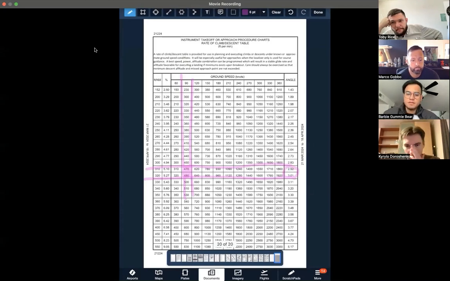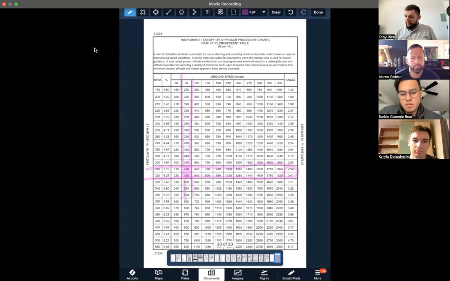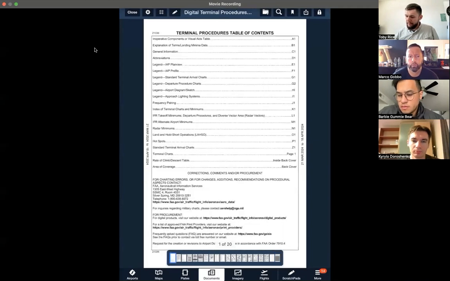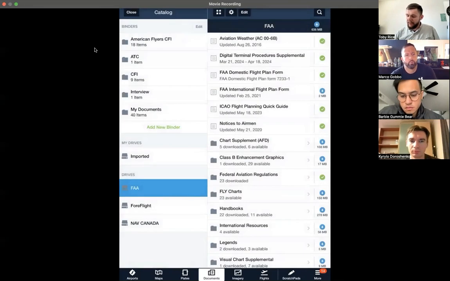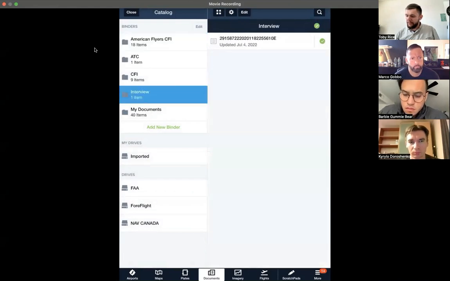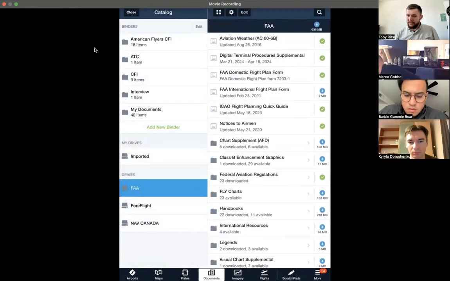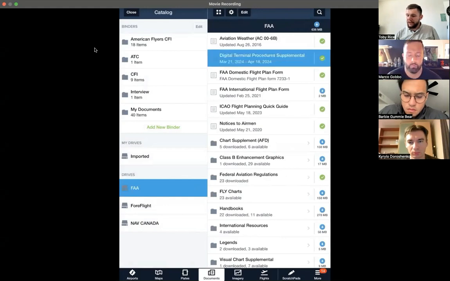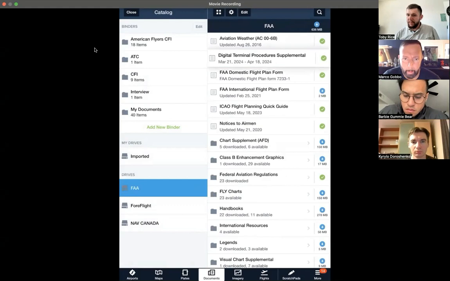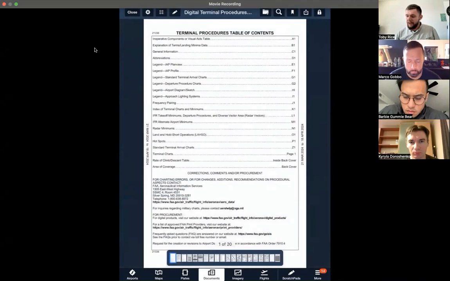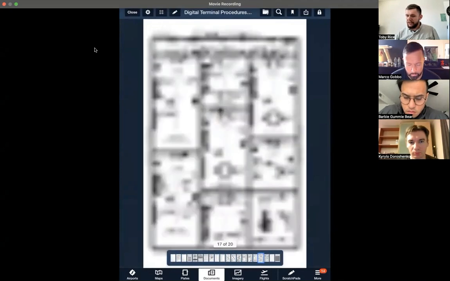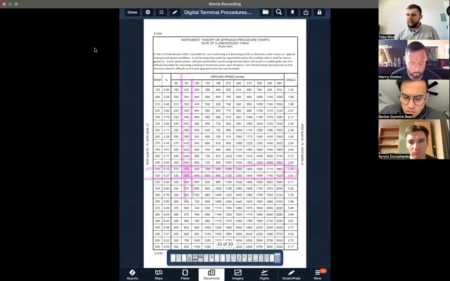Does that work for you? Yeah, looks good. Where did you go to find that chart again? Great question. You go to ForeFlight and Documents. So, if your documents are in ForeFlight, you go to FAA. At the very top, you'll see the Digital Procedures Supplemental, Digital TERPS. You click on that, and you go to the very last page. And it's there. Yeah, I found it here.